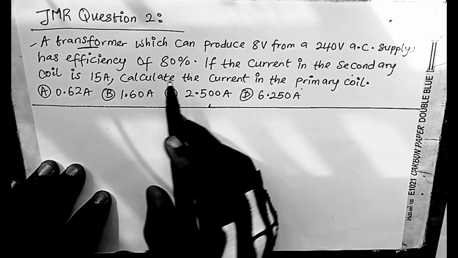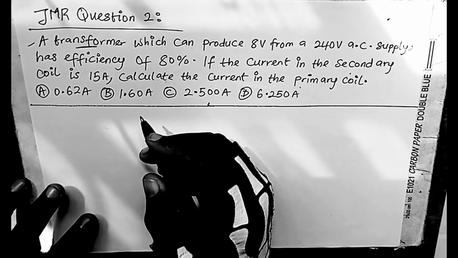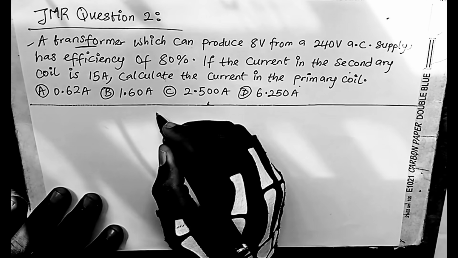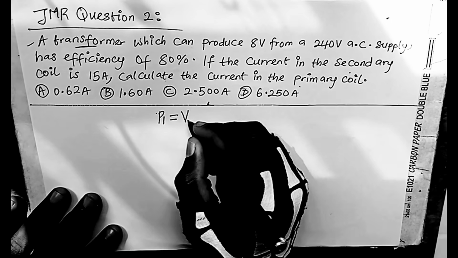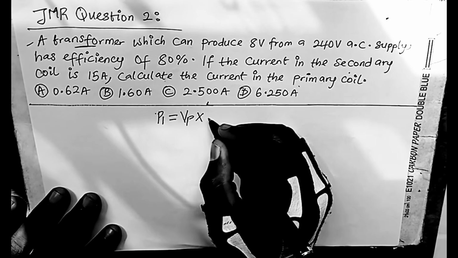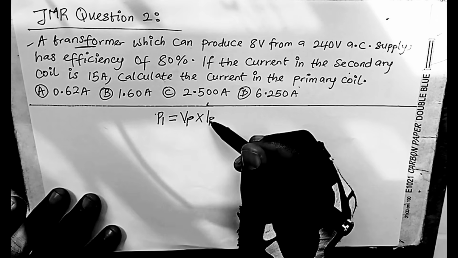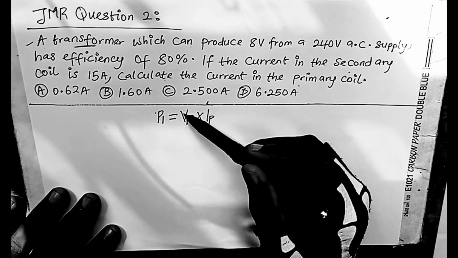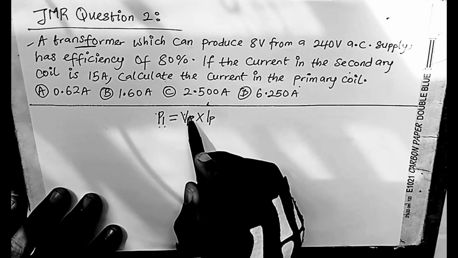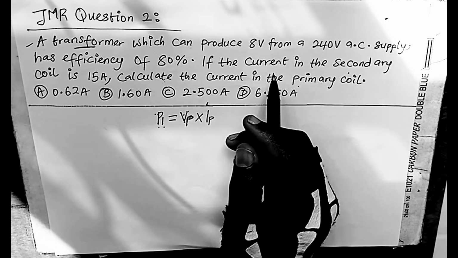They said we should calculate the current in the primary coil. The formula we are supposed to apply is P1, which is power 1, equal to VP times IP. The 1 is for primary, primary current, primary volt. So this one is power in, and all these were gotten from the formula of efficiency.